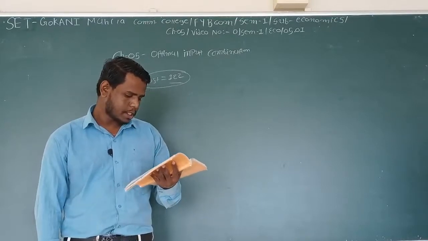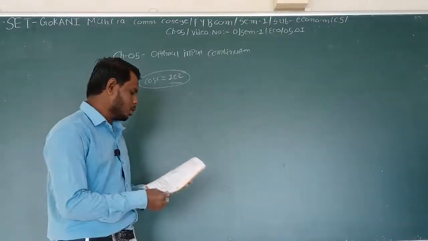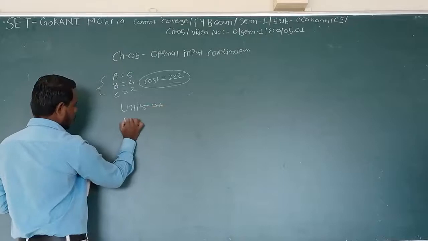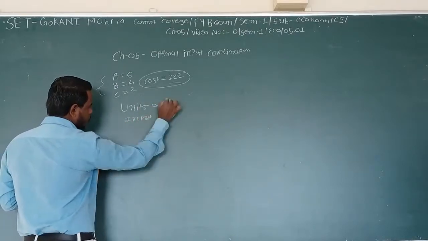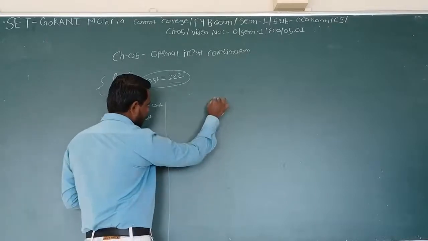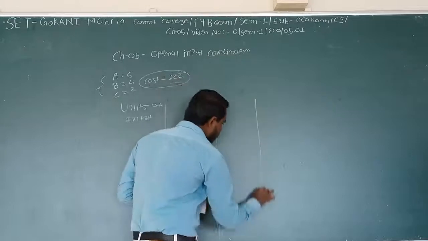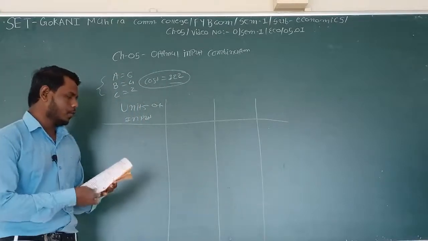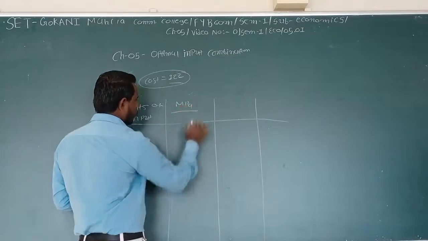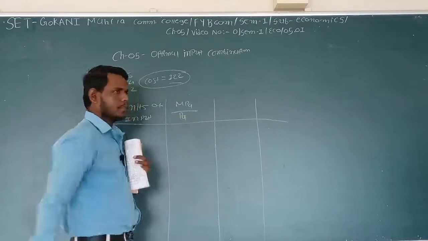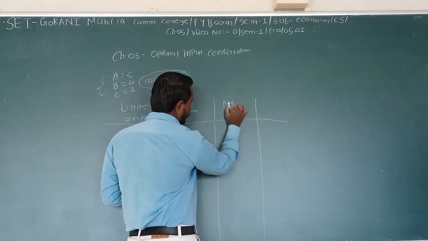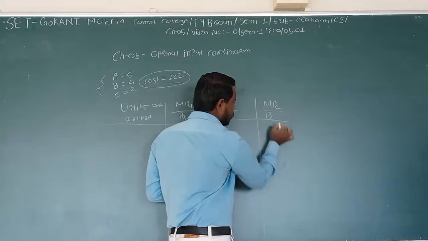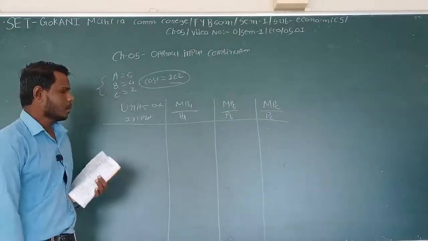If you see on page number 93, there are the units of input, then marginal productivity of A divided by price of A, then marginal productivity of B divided by price of B, and marginal productivity of C divided by price of C. This is the example given.